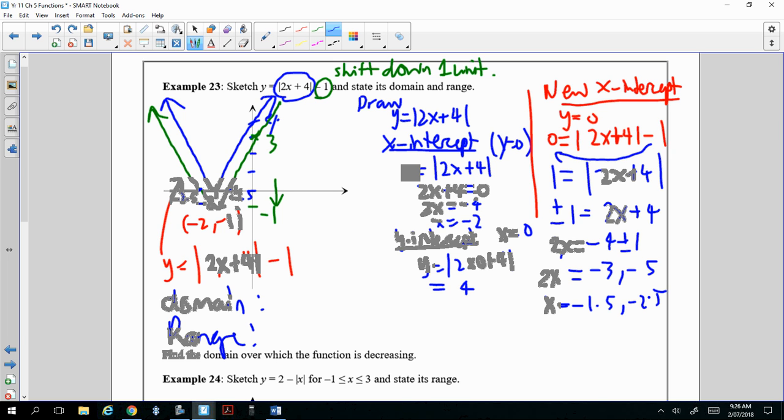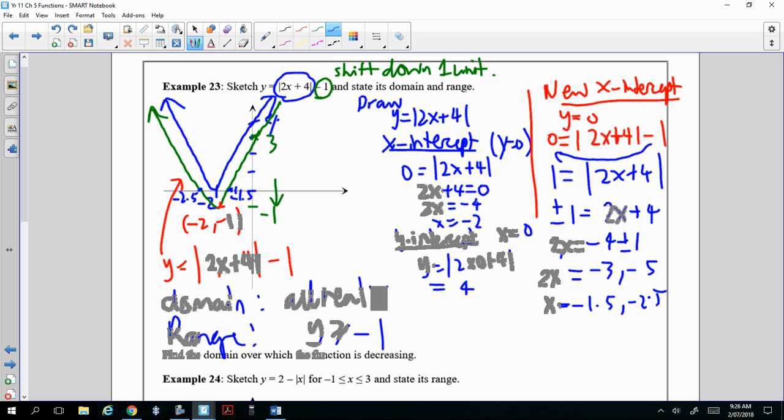Alright, domain. What's the domain? All real X, good. And then the range. The range will be above -1. Yes, y bigger than or equal to -1. Right, done. We'll do one more of this sketching, and then we'll do the next bit.